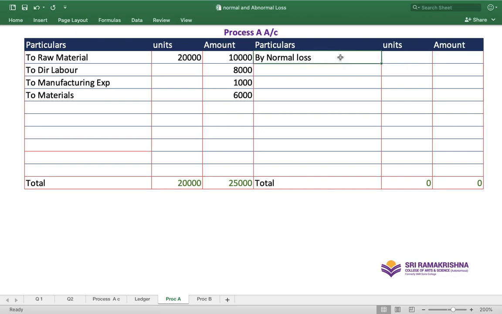Normal loss is expected at the rate of 2%. The thing which was introduced is 20,000 units into 2%, you get 400 units. For this 400 units, the scrap value is said to be rupees 5 for 100 units. So 5 divided by 100, you will get 0.05. So each unit is sold for 5 paise. So 400 into 0.05, the scrap value of normal loss is rupees 20.